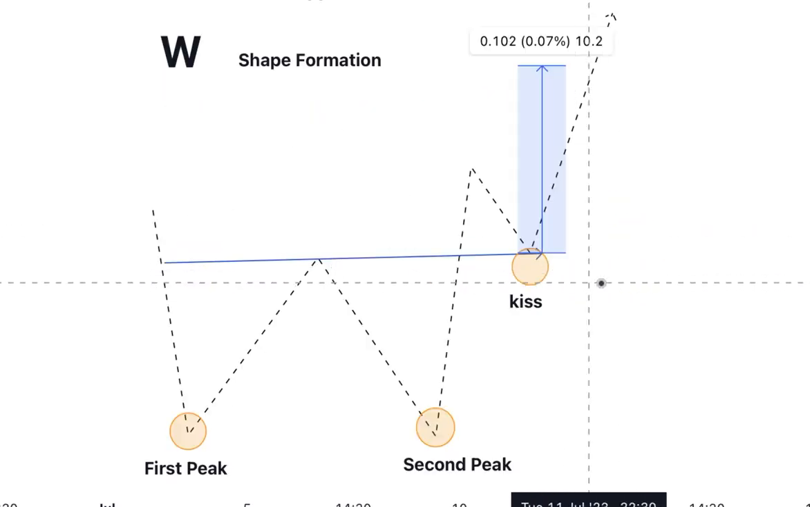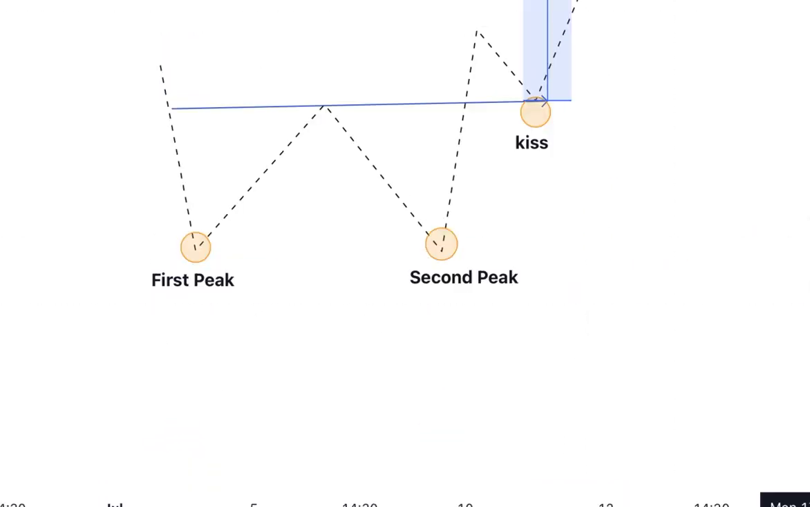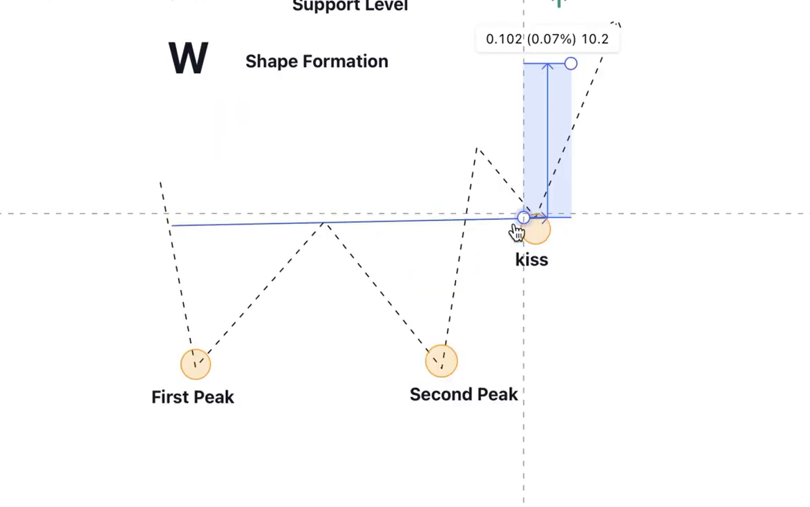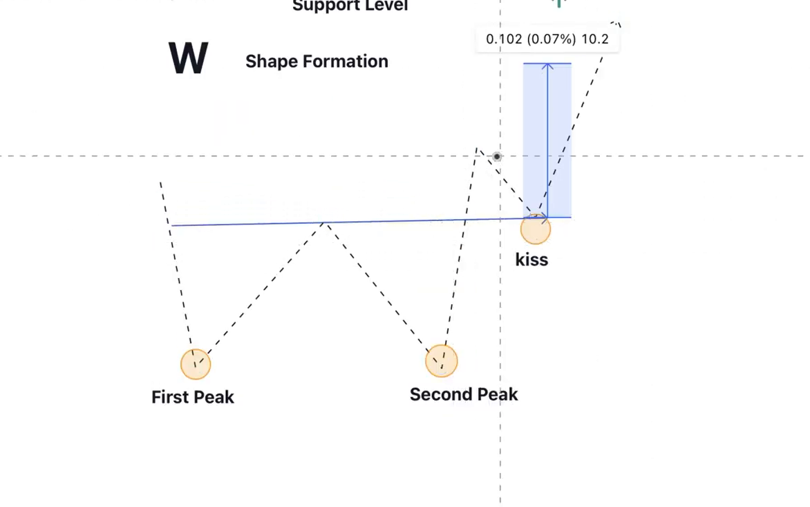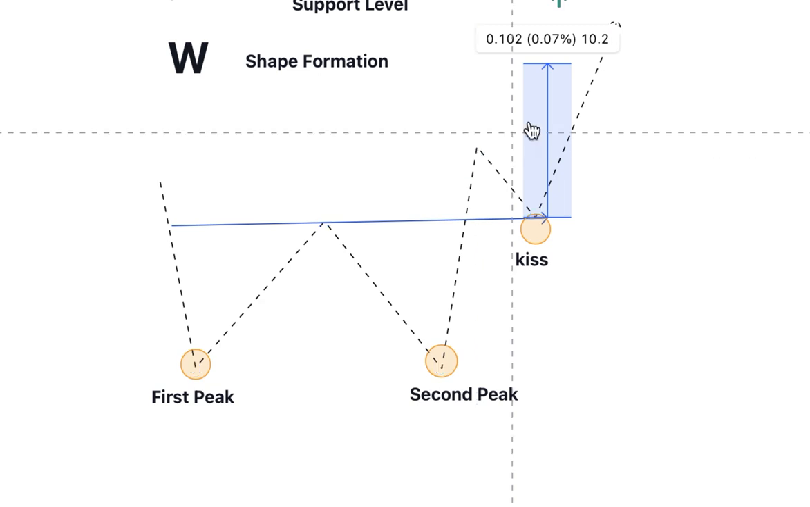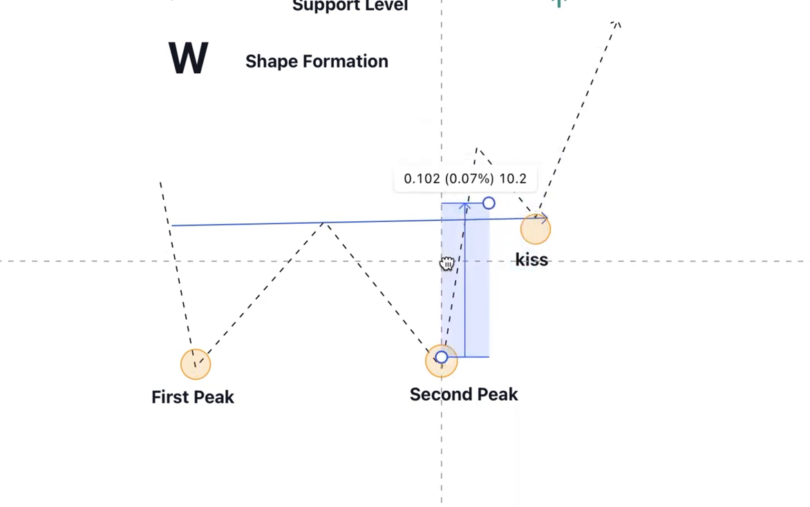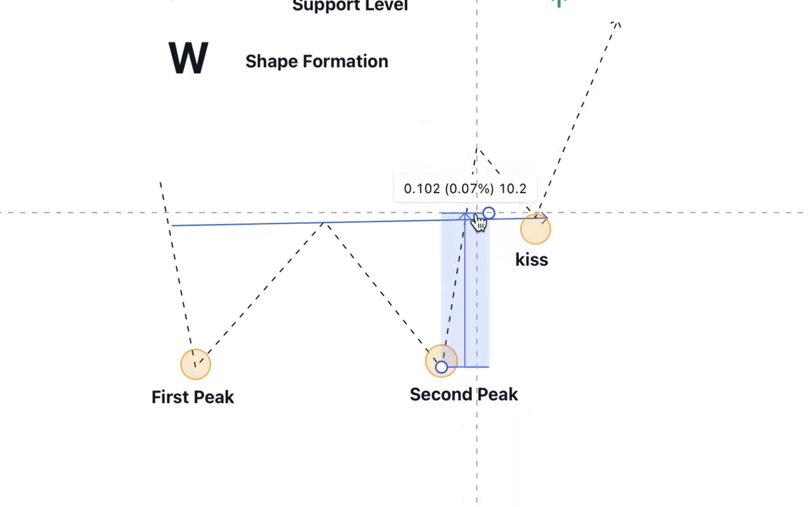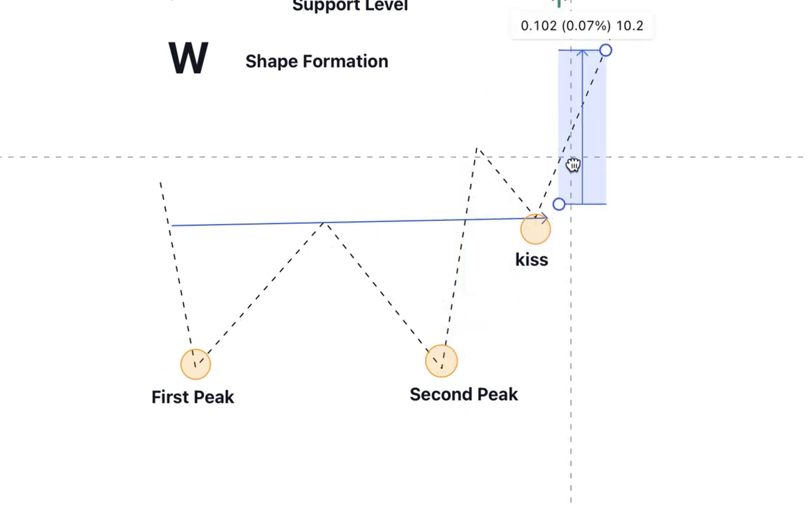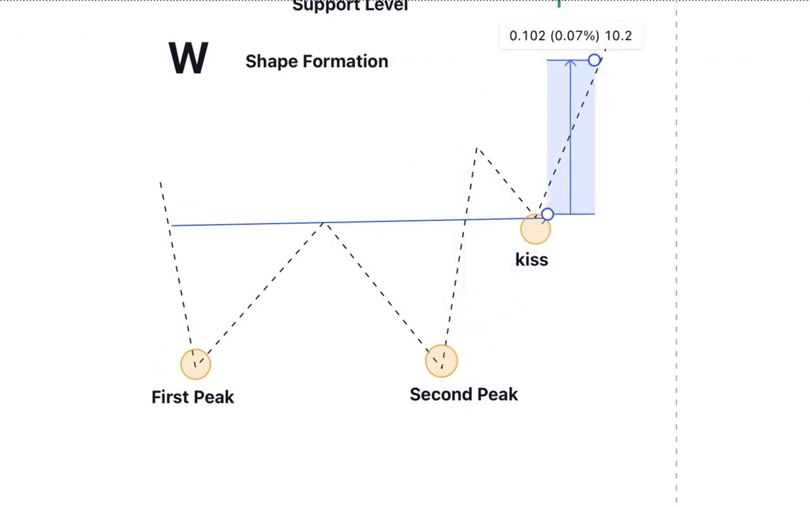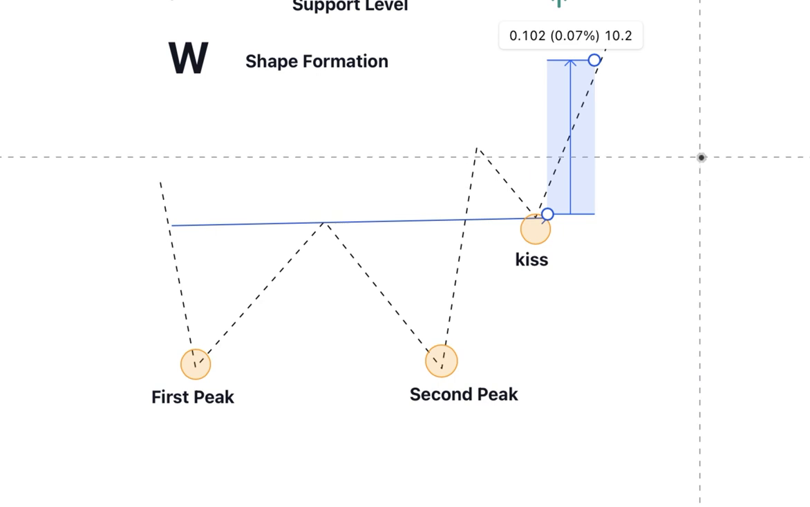So that is the two ways you can take your take profit on the double bottom formation. Now, if your entry is above the neckline, then you need to measure the distance between the second peak and the neckline to take your profit from the neckline upwards. So that is that for the double bottom formation.